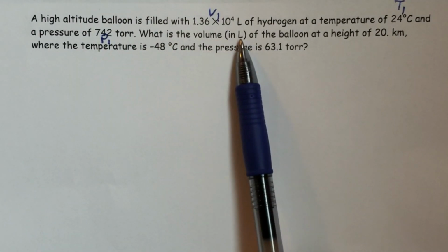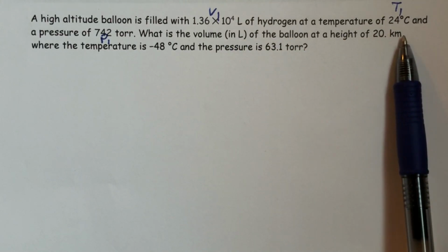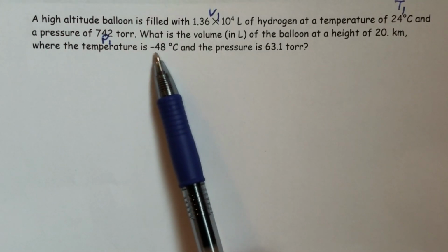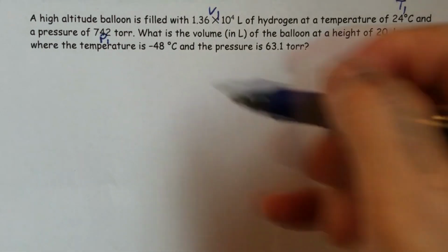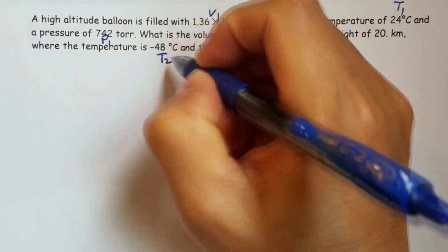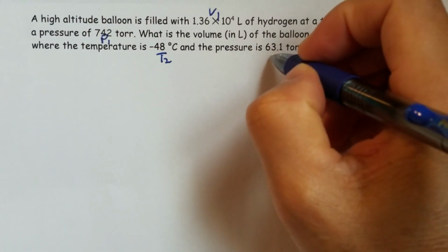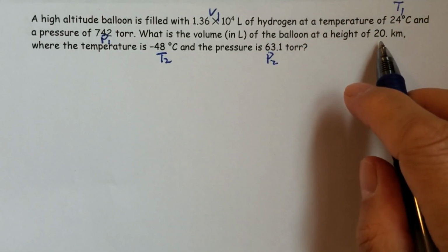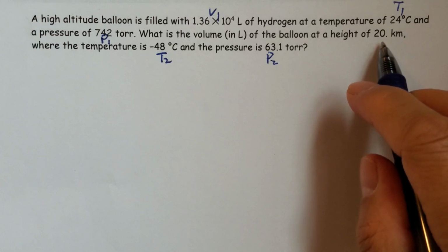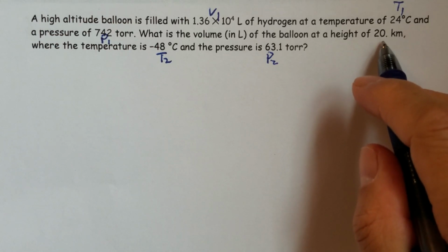What is the volume in liters of the balloon at the height of 20 kilometers, where the temperature is negative 48 degrees Celsius? So that should be T2. And the pressure is 63.1 torr. That's P2. You may ask, okay, what should I label these 20 kilometers of height? No, actually, that quantity is not needed in this calculation.